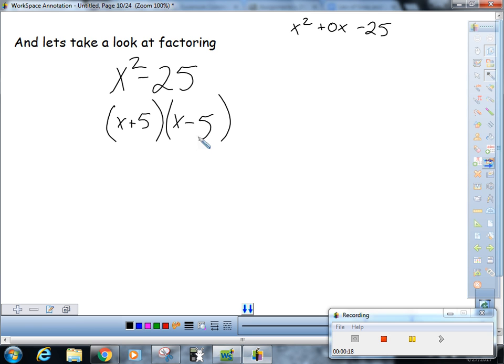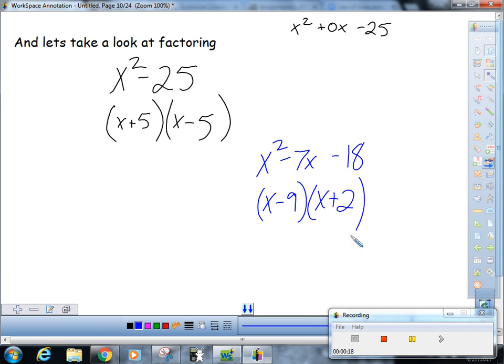Let's do one more factoring example just to keep ourselves fresh. How about x squared minus 7x minus 18? Two numbers that multiply to be negative 18 and add to be negative 7. X minus 9, x plus 2. Okay, so that's factoring. That's all we got to remember to do this today.